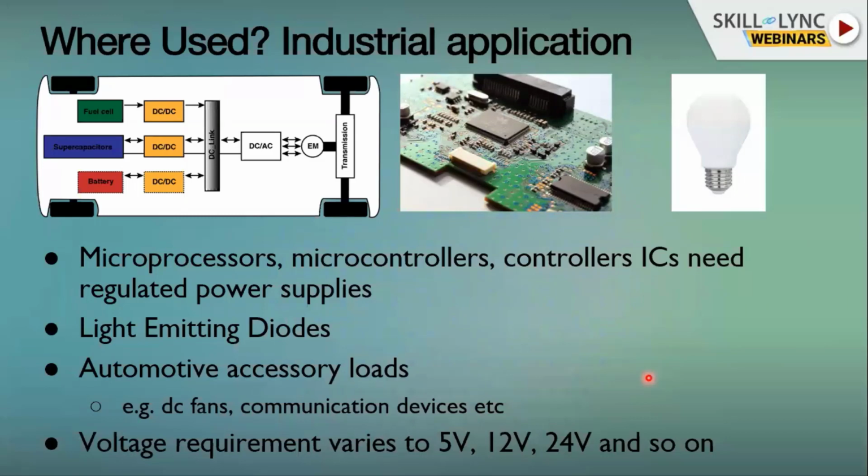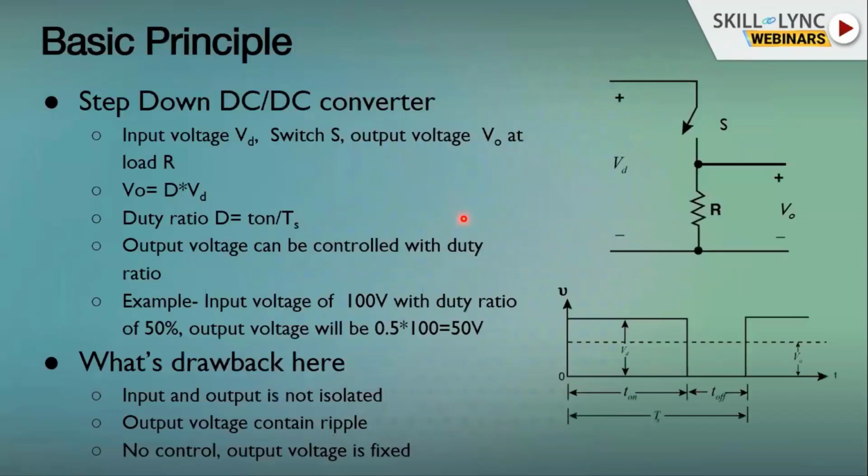And according to industrial application, there are various DC to DC topologies available in the market. I will start with the basic principle of DC to DC converters. Many of you might know step down DC to DC converters. Here I am showing on the right side a very simple topology. That means you have input DC voltage and at the output you have a load resistance.